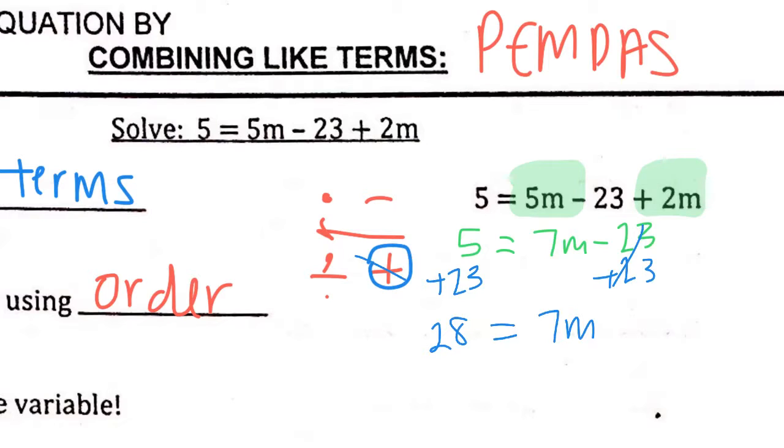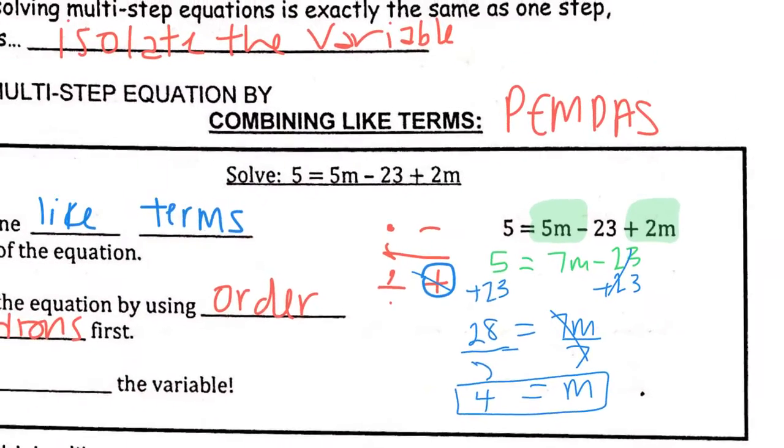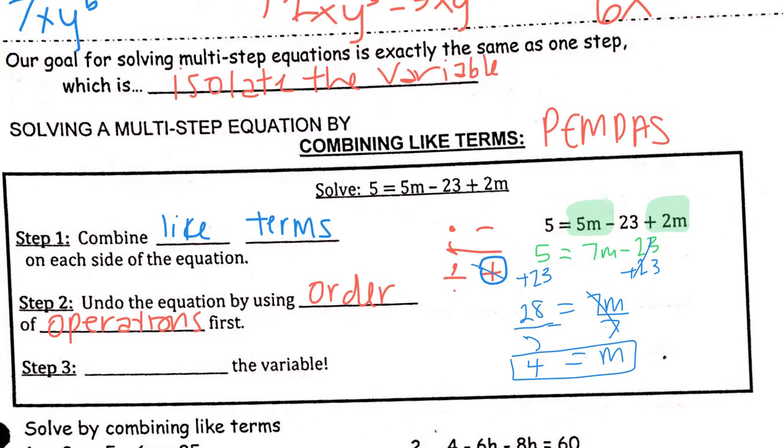Now, once I'm done with that addition, I need to divide. When I divide both sides by 7 here, I'm actually isolating the variable. I'm undoing order of operations. And 28 divided by 7 is 4. So your final answer for that one is m is equal to 4. And over here, your final step, your step 3, is going to be to isolate the variable.